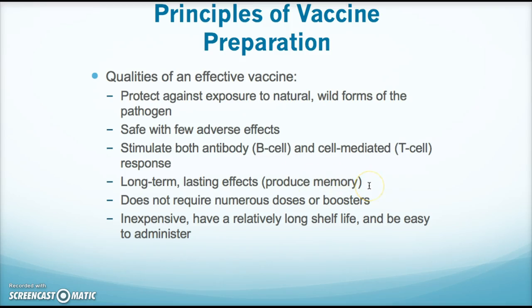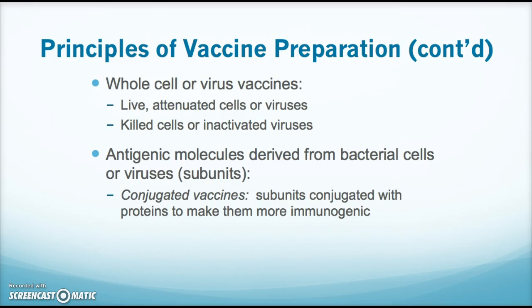In addition, we want it to be long-lasting, right? We want it to produce a memory so that later on down the road when you're exposed to the pathogen, you have protection. It's helpful if it only needs one dose, or at least not very many doses or boosters. It's hard to get people in to take more than the initial or maybe first couple of shots. And we want it to be inexpensive. We don't want to have to pay a lot of money for it, we want it to last a while at a doctor's office, and we want it to be easy to administer. This is especially true in developing countries, where we need it to be easy to get to these people.